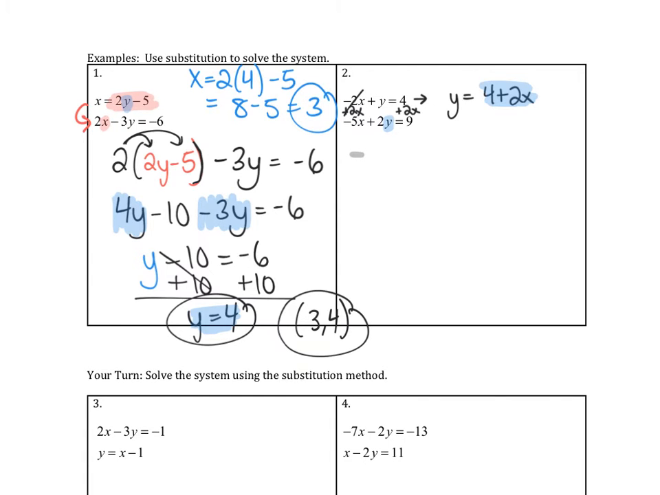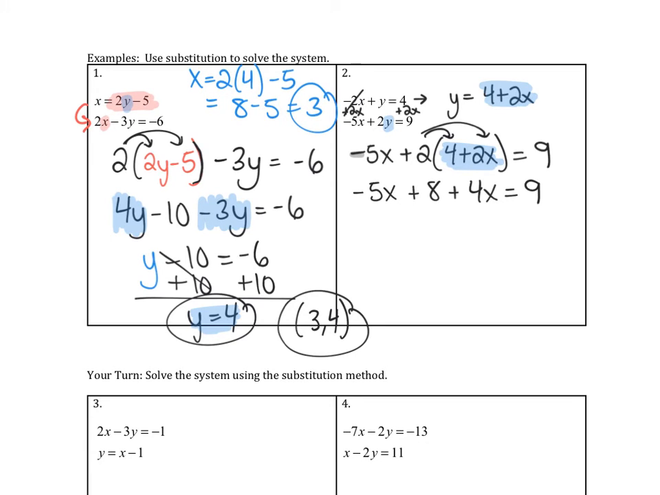So I have negative 5x plus 2, open up parentheses, I'm replacing the y with 4 plus 2x, is equal to 9. Okay? So see how the y got replaced with this 4 plus 2x. Now we're going to distribute, just like we did in the last one. So you've got negative 5x plus 2 times 4 is 8, plus 2 times 2x is 4x, which is equal to 9. Then you're going to combine like terms.